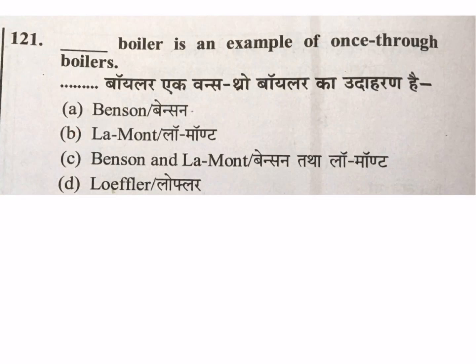Dash boiler is an example of once through boiler. Once through boiler means supercritical boiler. Supercritical boiler has no drum.